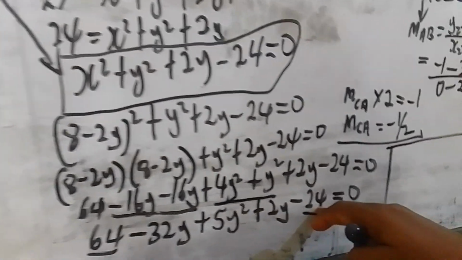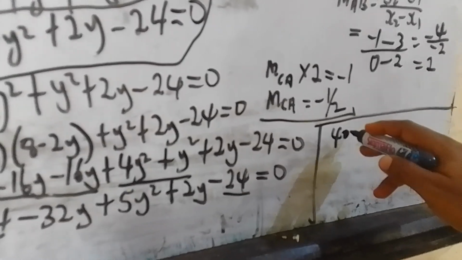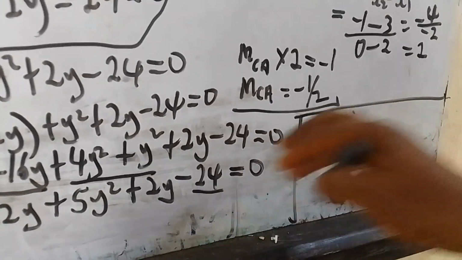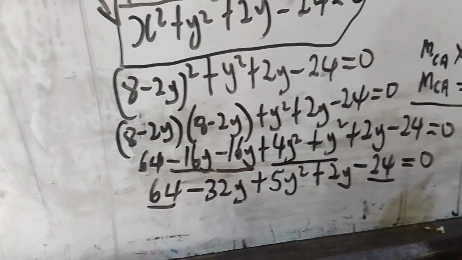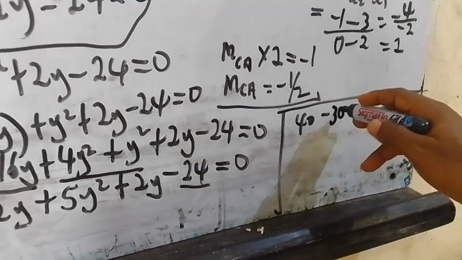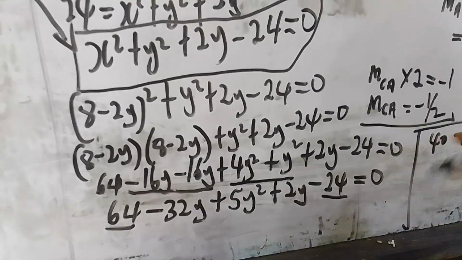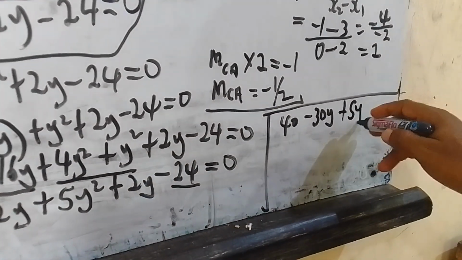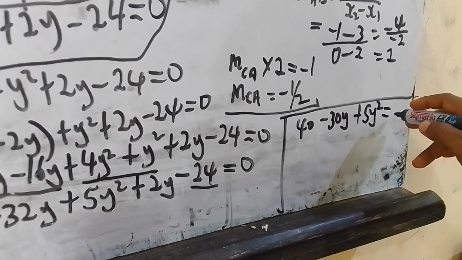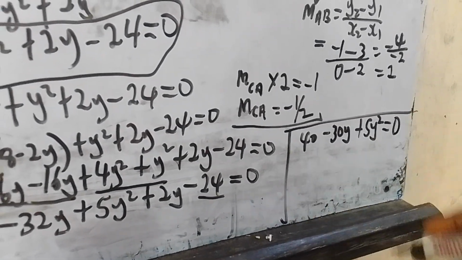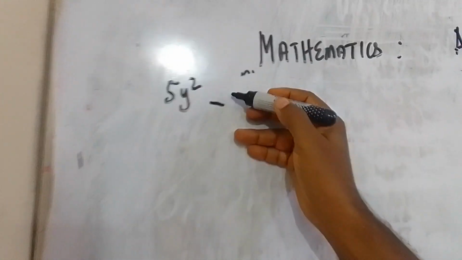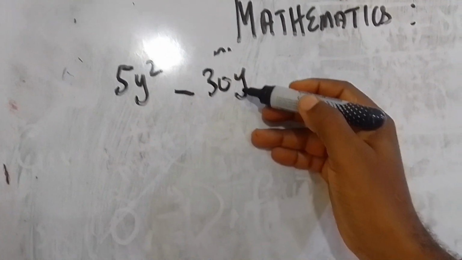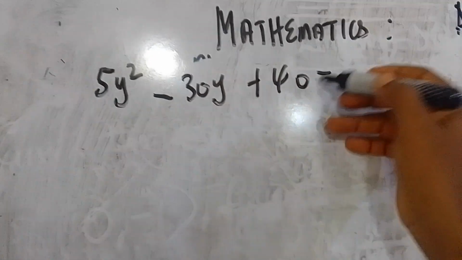64 take away 24, that gives us 40. So I have 40, then minus 32y plus 2y will give us minus 30y, then plus 5y squared is equal to 0. Now let me write this equation here again: 5y squared minus 30y plus 40 is equal to 0.